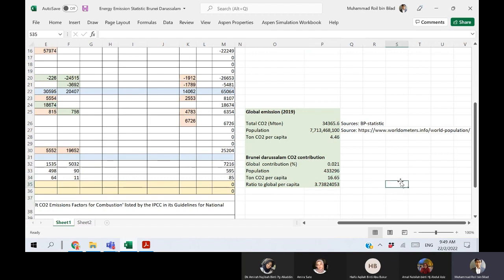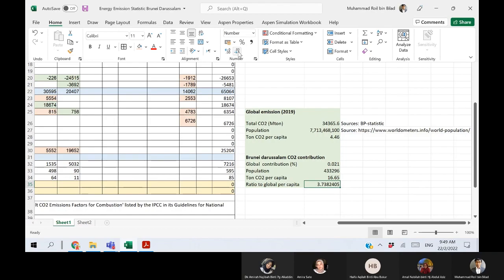Okay, the next is what is the ratio to the global per capita? That is basically how many times Brunei's consumption is higher, which is 3.7 times higher than global.